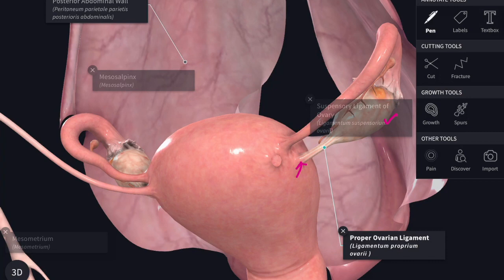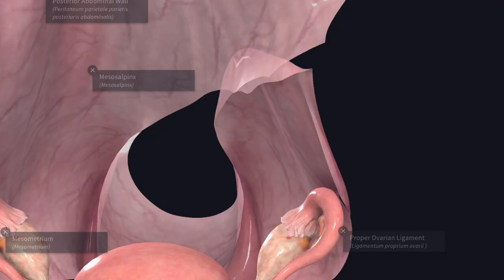The anterior border is attached to the posterior layer of the broad ligament, which acts as the hilum of the ovary, and the posterior border is free and convex. The medial surface is overlapped by the terminal part of the uterine tube, and the lateral surface rests on the ovarian fossa, which is a peritoneal depression of the lateral pelvic wall.